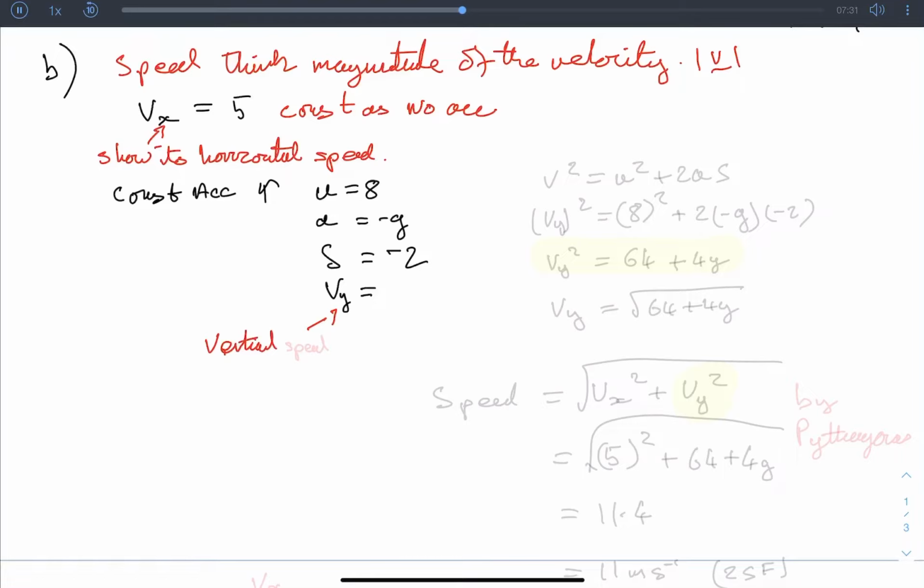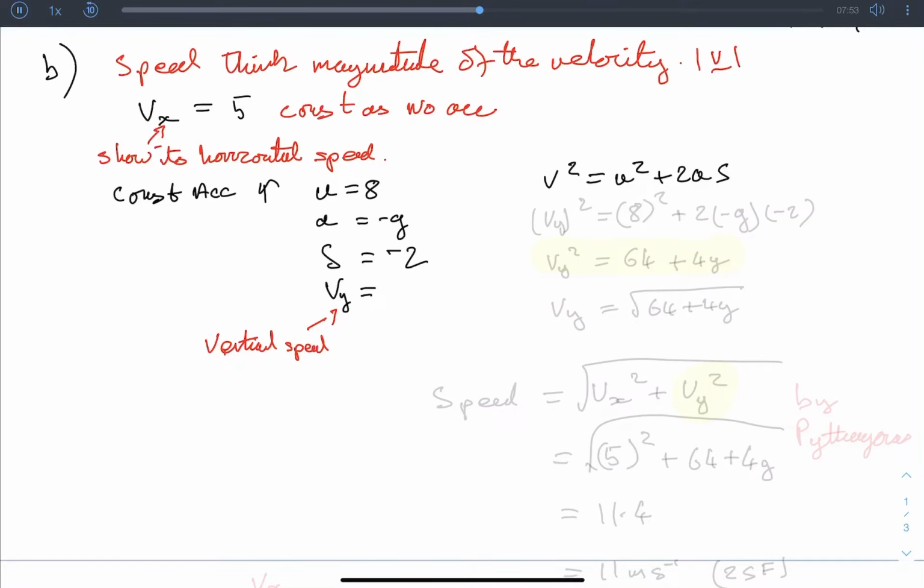Vertical speed or velocity as it hits the ground. So, what have we got then? U, A, S and V. Well, that's nice and easy because it's the same equation as last time, so we state that. V squared equals U squared plus 2AS.